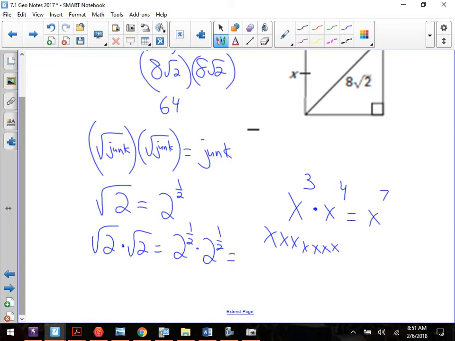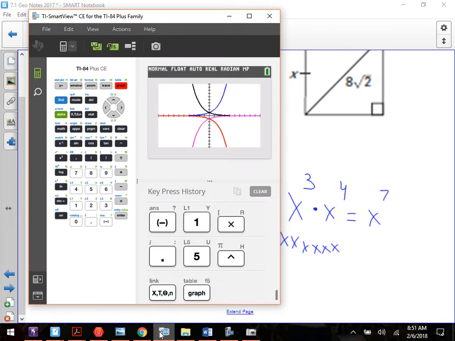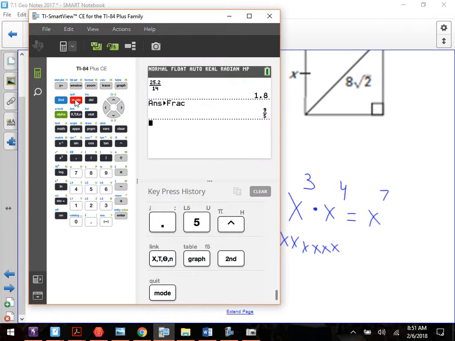So the same idea when you're talking about the exponent rules. A square root is a half power. So if you add 2 halves together, what do you get? A whole. And that's why that works. So this is a whole roundabout way of saying that this is going to equal 64 times 2, which is 128.